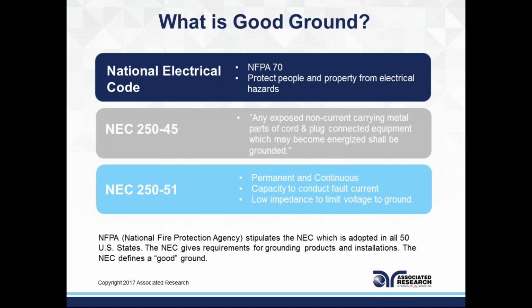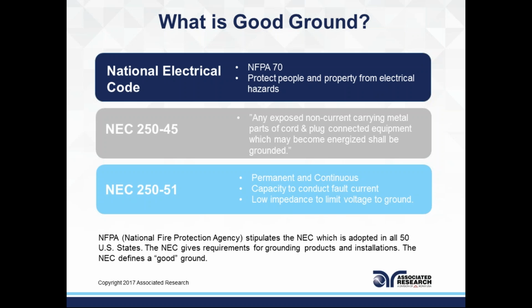Some of the definitions might include that any exposed non-current carrying metal part of your plug connected equipment may become energized and shall be grounded. So this is defining that any metal accessible part on your product may become energized due to a lightning storm or maybe some kind of surges on your power line. If that metal becomes energized, you have to be able to safely discharge that charge through some kind of grounding system.